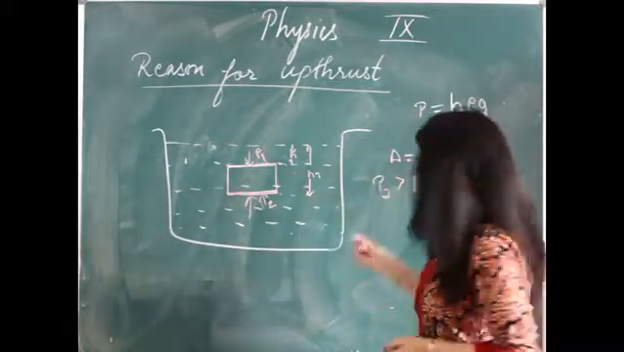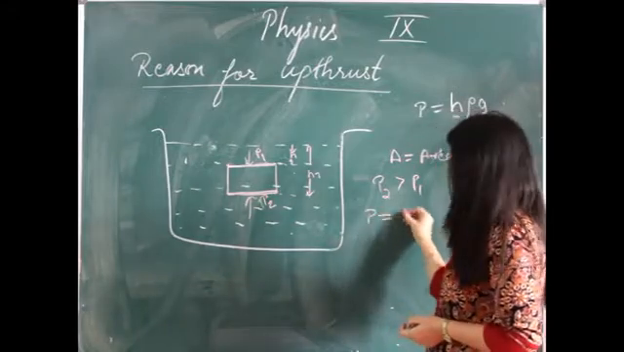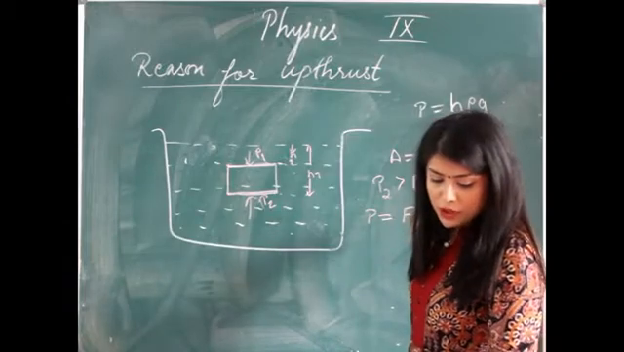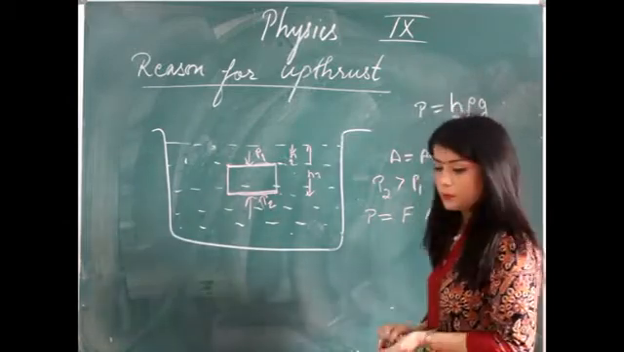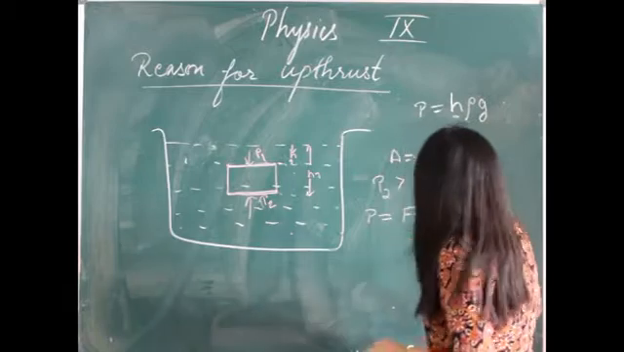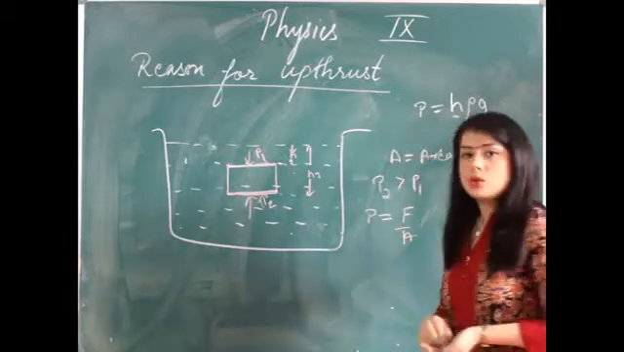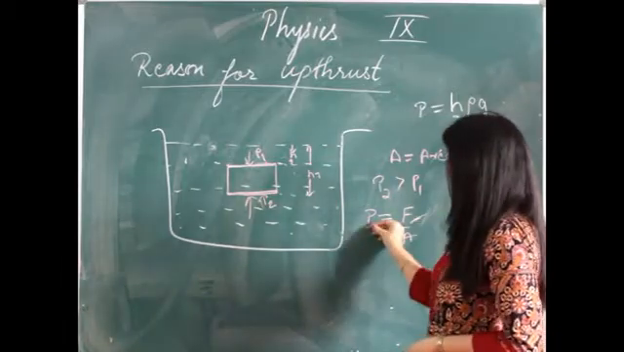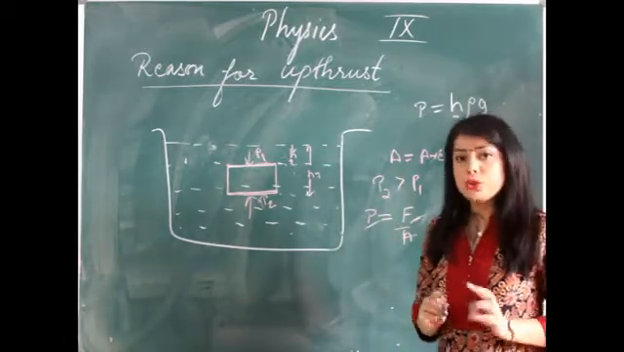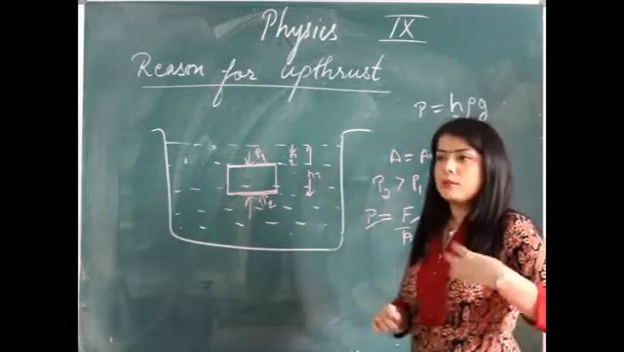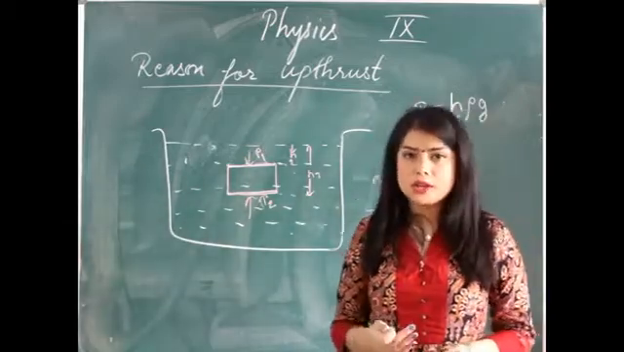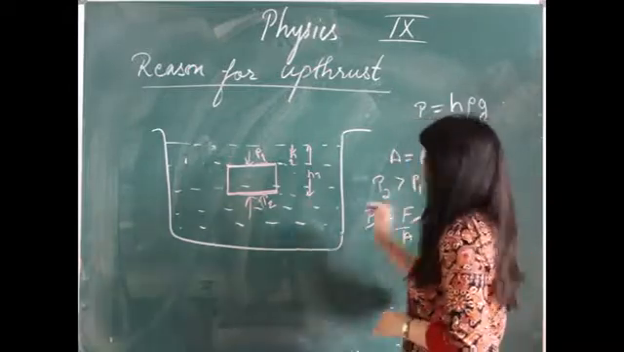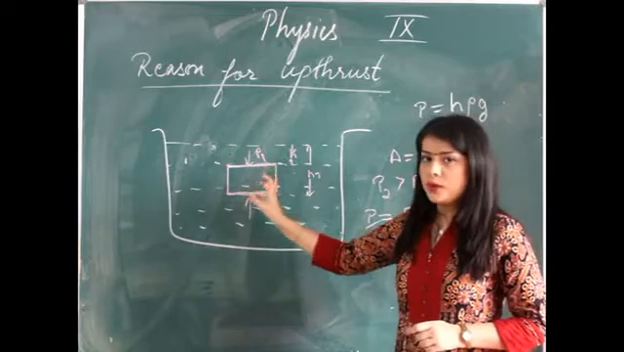Now another formula of pressure is force per area. The formula for pressure is force per area, so force is pressure multiplied by area. From here what we can see is that force is directly proportional to pressure. What does directly proportional to pressure mean? The more the pressure, the more the force. Simply understand that wherever the pressure is more, the force also will be more.